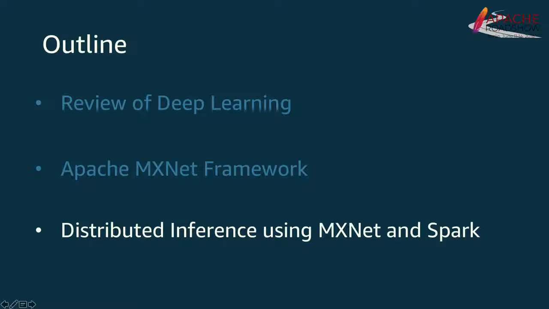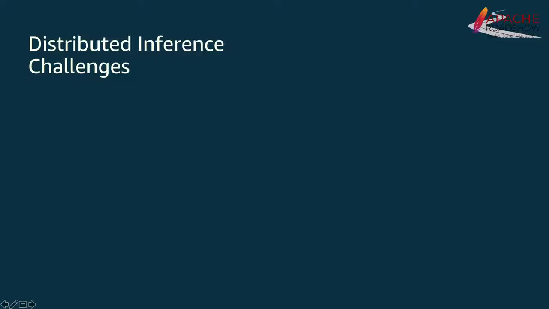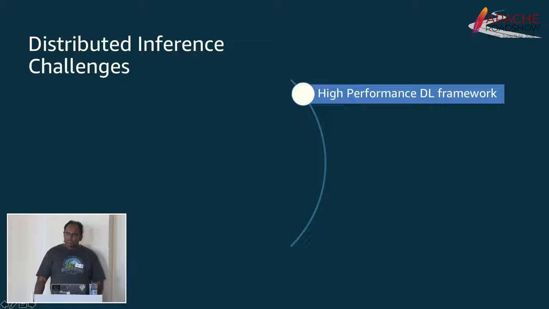So far I've covered a few concepts in deep learning and talked about MXNet. Now let's see the challenges in distributed inference. When you have a large data set to run inference on, you want to run them on multiple machines, right? There are a few challenges to efficiently running this. The first one is you need a high-performance deep learning framework. Just to give you an idea of the complexity involved, to run a forward pass on one image on a model like ResNet, which I'll talk about next, it takes billions of floating point operations. So your framework needs to be really efficient to make sure that your resources are well utilized.